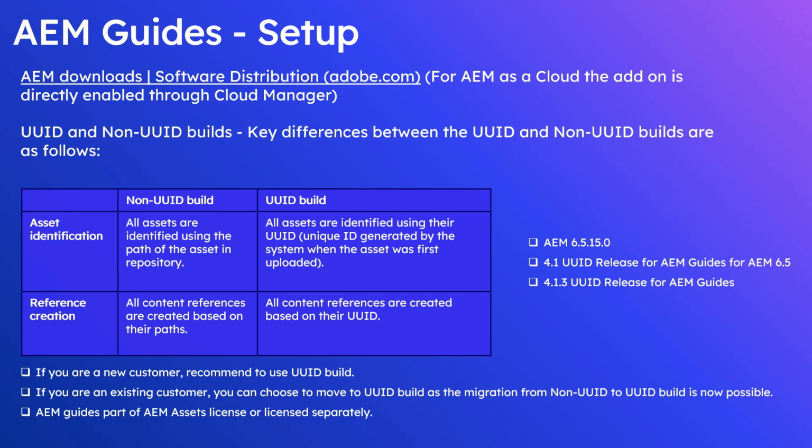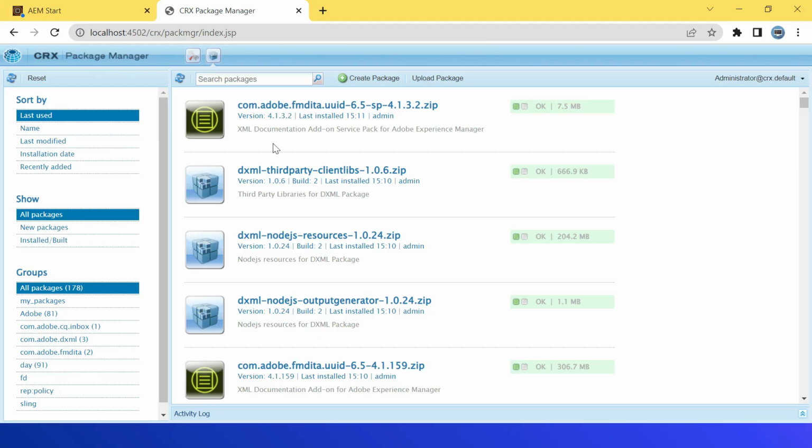Now, in my case, I am using AEM 6.5.15.0, the latest AEM version, then 4.1 UUID release for AEM Guides for AEM 6.5. This is the base version, then upgraded to 4.1.3 UUID release for AEM Guides. You can see here these two packages are installed. One is 4.1, the base package, then the 4.1.3, the upgraded package.